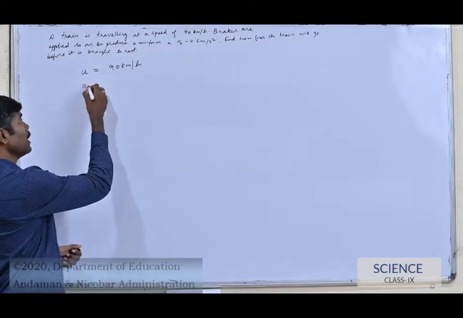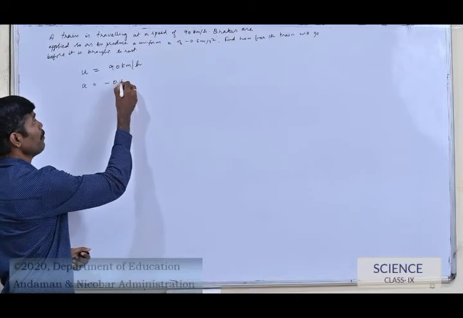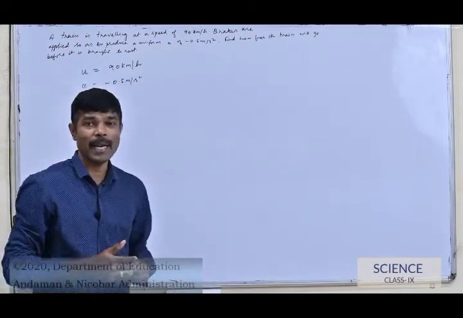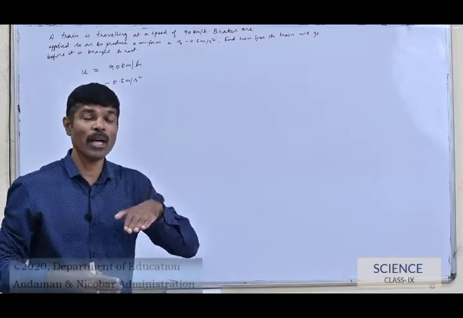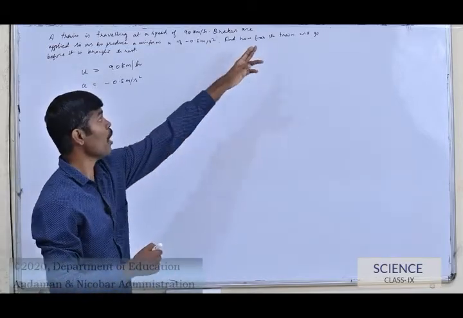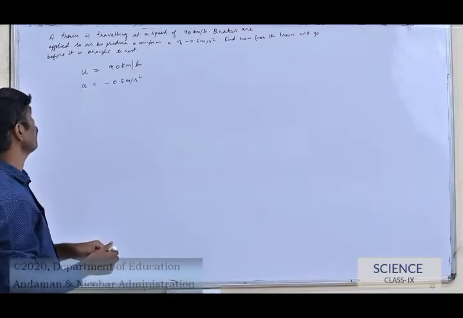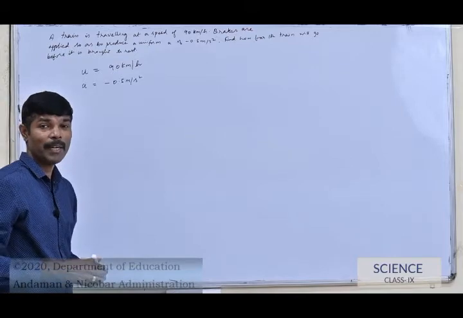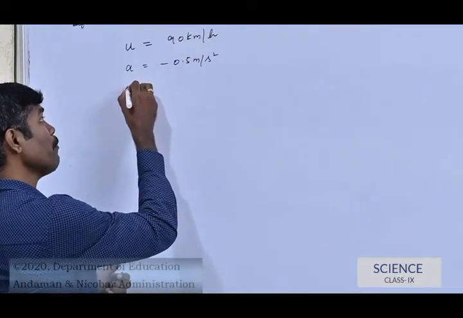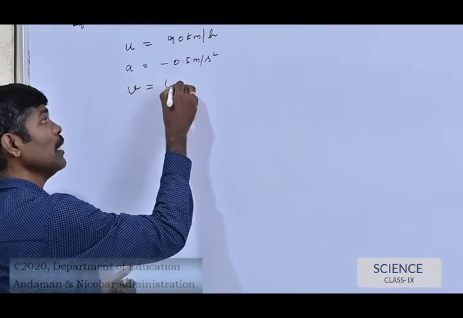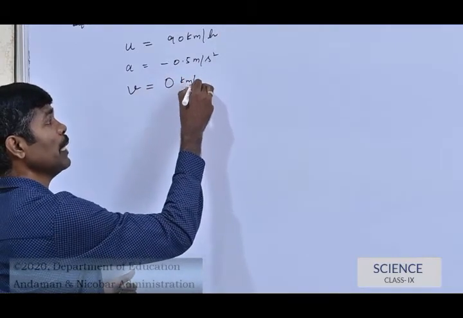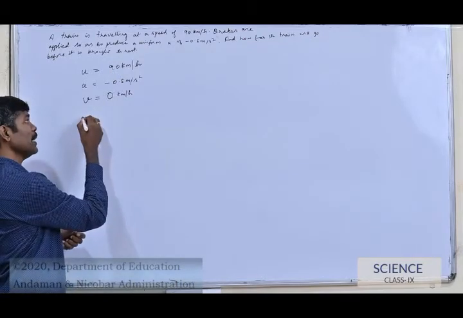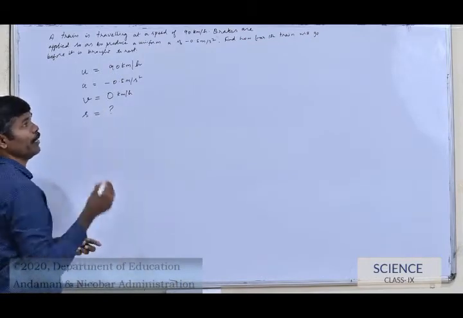Here the acceleration is equal to minus 0.5 meter per second square. So here the negative value indicates that the object gets slowed down. Now see, find how far the train will go before it is brought to rest. Rest means when the train completely stops. That means the final velocity is 0 km per hour. How far the train will go? How far means the distance we have to find out.